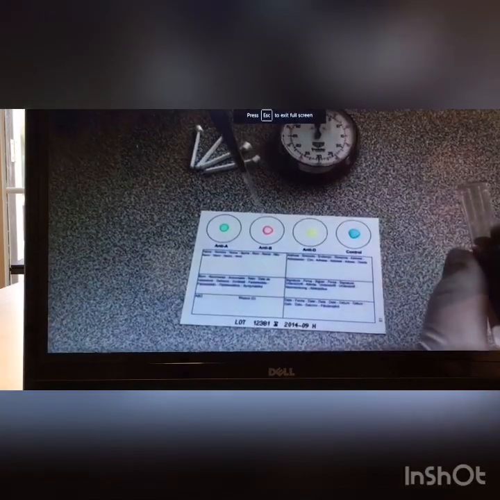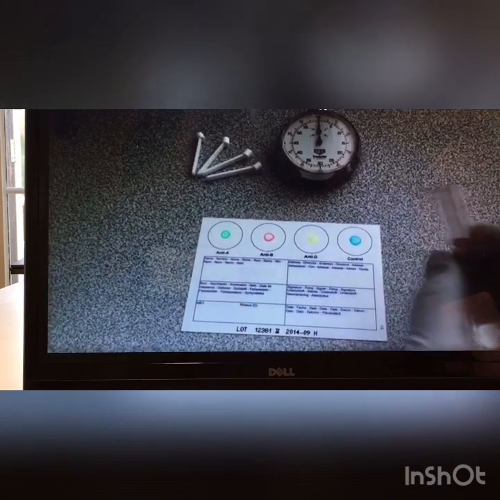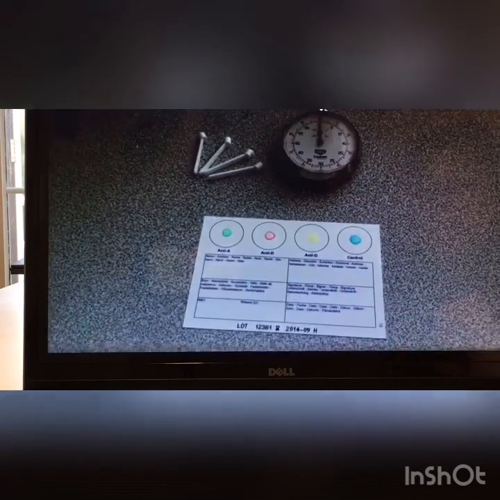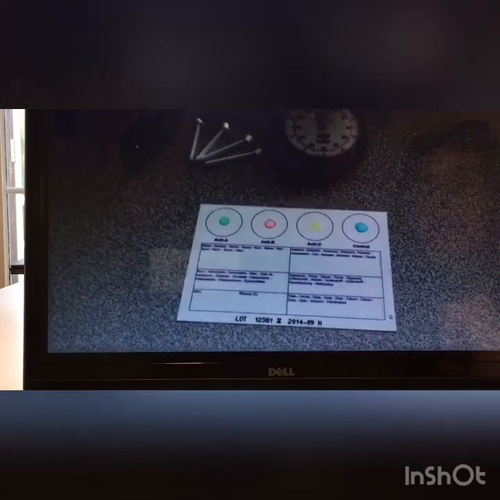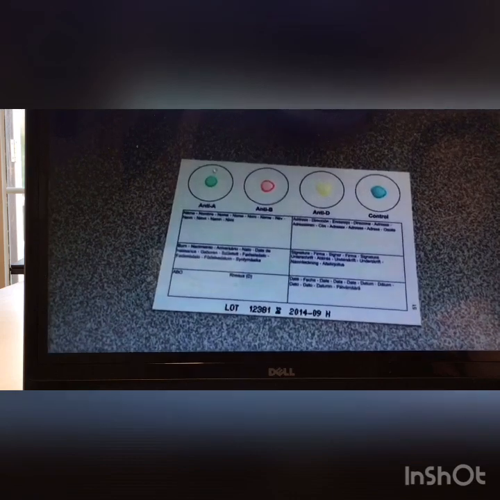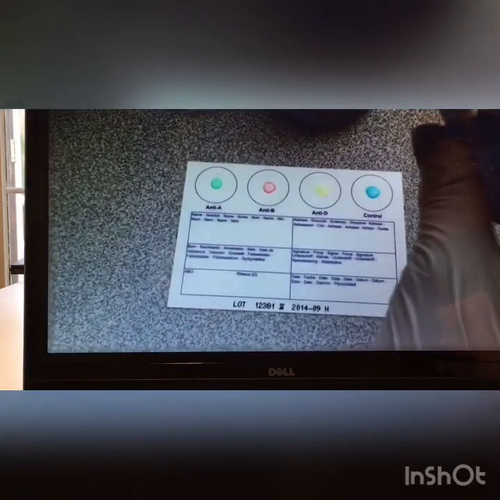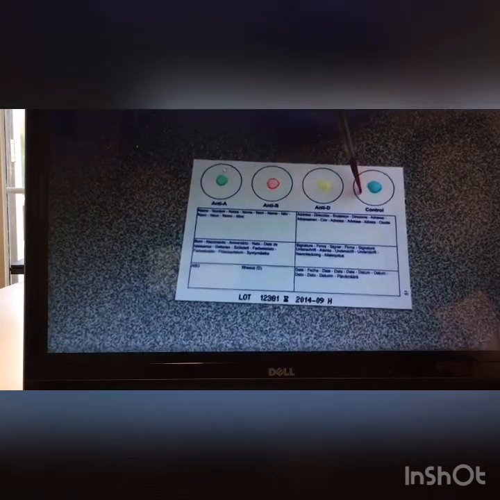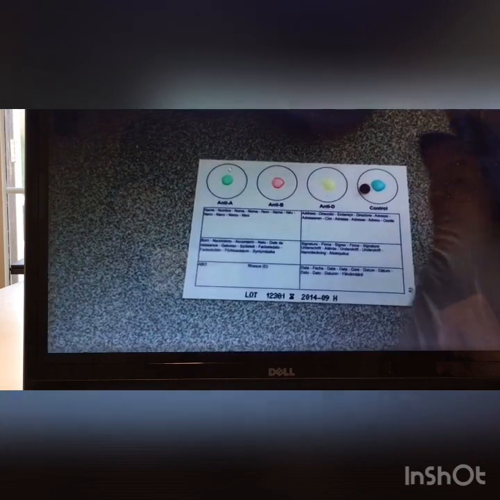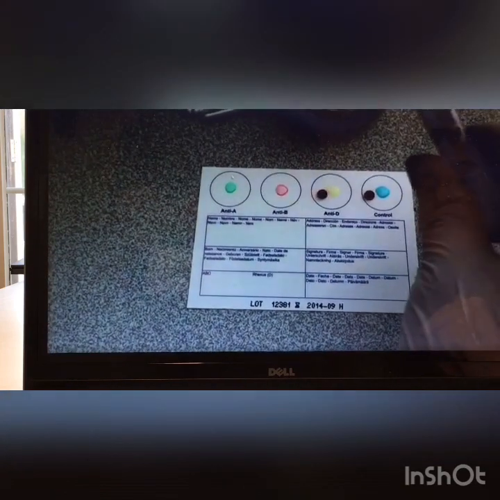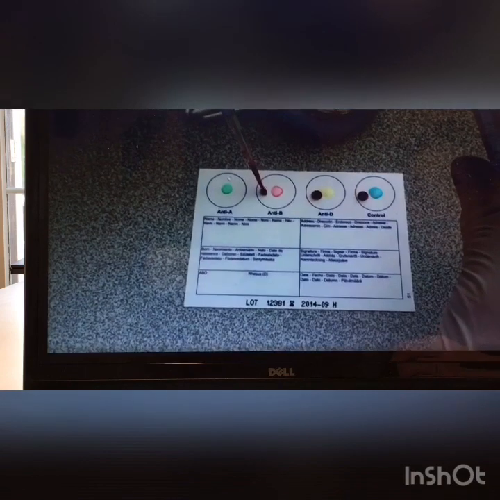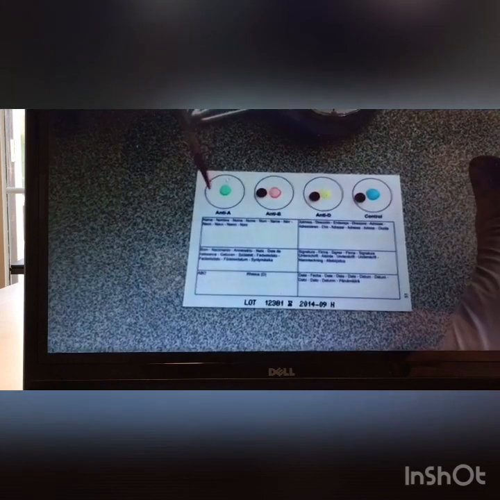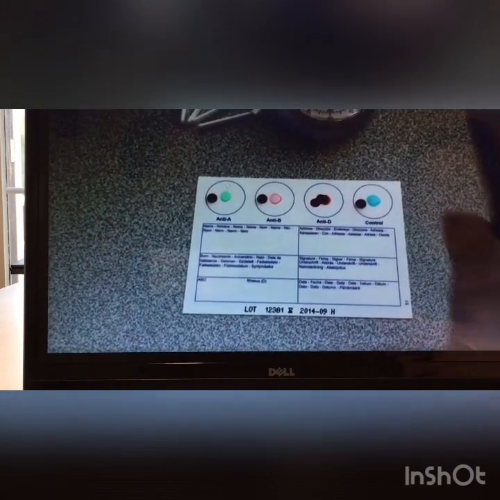So they're putting a solution on each one. They're now going to put a droplet of blood in each of these circles from the same individual. So they're testing at the same time to see if you have protein A, protein B, or antigen A, antigen B, and the Rh factor.